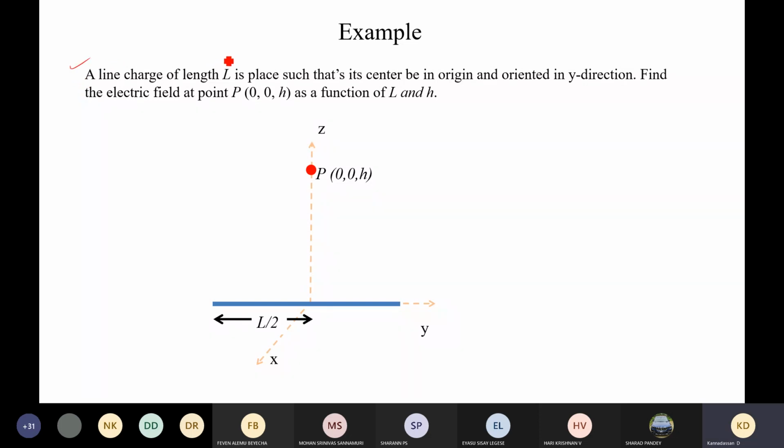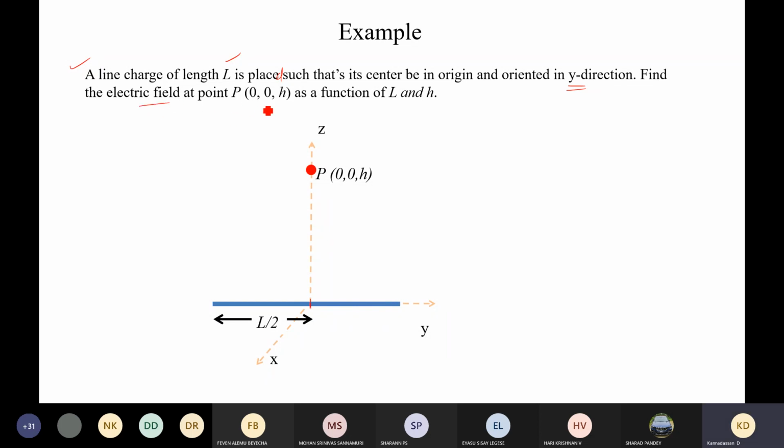So a line charge is of length L. An arbitrary length is not mentioned, and it is placed such that its center is at the origin. So exactly at the origin, on the right side it is going to be L by 2, and on the left-hand side it is going to be L by 2, and oriented in the y direction. This can be the x, y, or z direction; even if it is not mentioned, you can take any direction. Here it is particularly mentioned as the y direction, so we are taking the y direction.